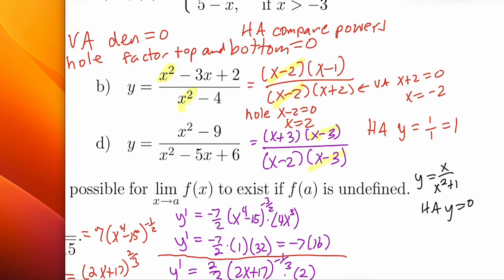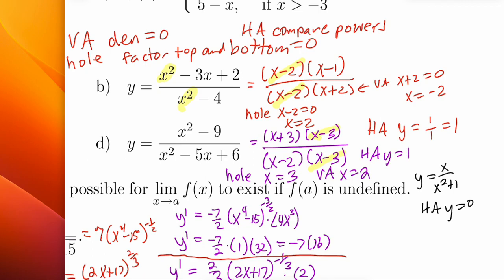The x minus 3. So there is a hole where x equals 3. Now throwing that out, the remaining factor that is in our denominator will cause a vertical asymptote. So where is a vertical asymptote for this one? When x equals 2. What's our horizontal asymptote again for this?